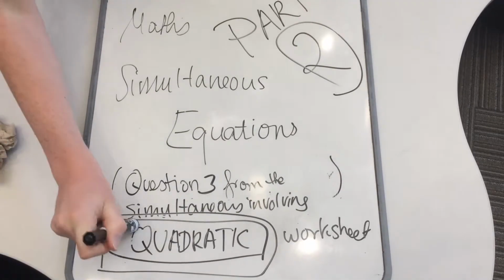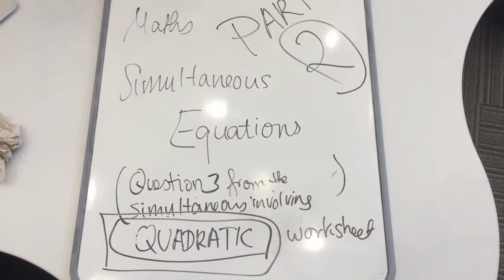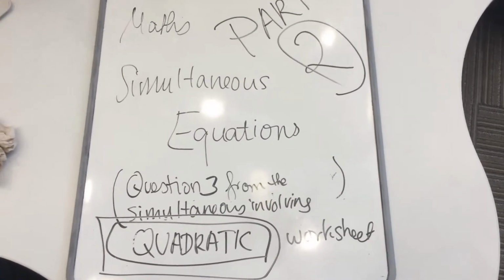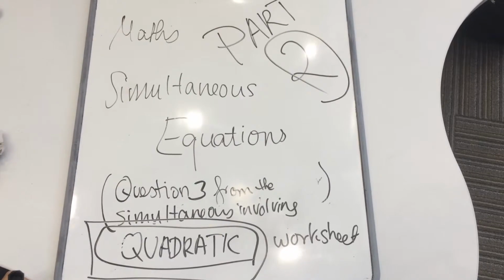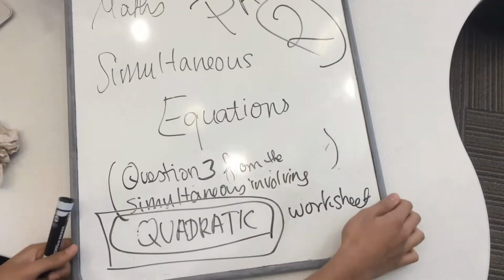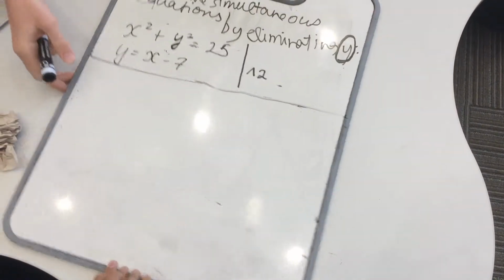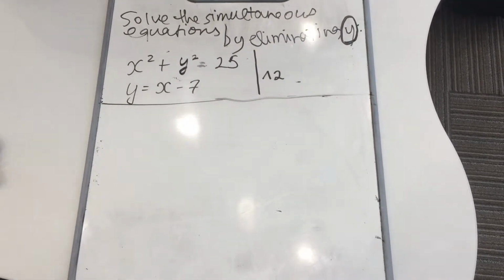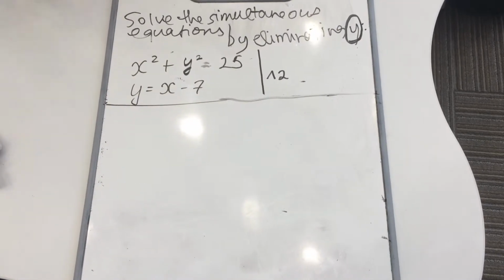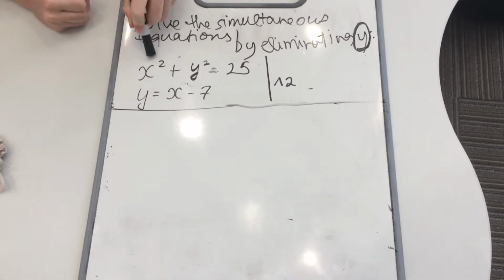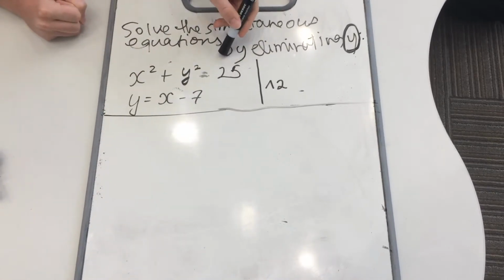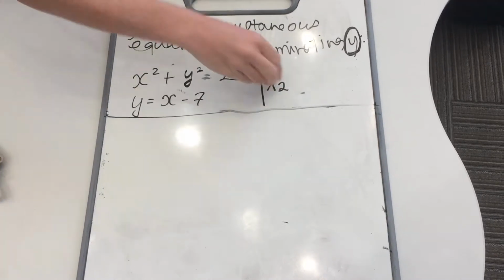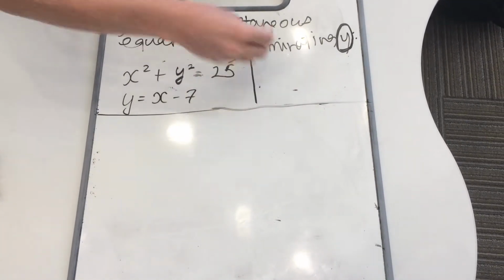This is Quadratic. So, we're going to do question 3 from the simultaneous equations involving quadratics worksheet, which can be found just above this amazing video. So, solve the simultaneous equations by eliminating the letter y. Our two simultaneous equations are x squared plus y squared equals 25 and y equals x minus 7. This is just a little bit of an advancement, but let's get started.